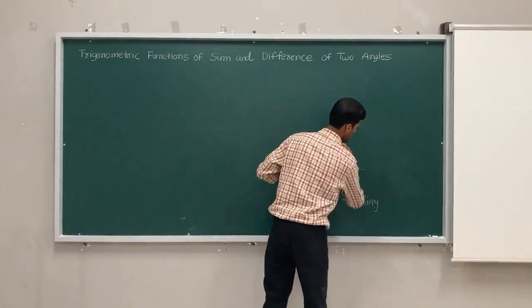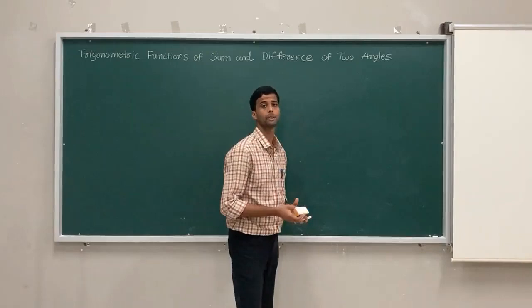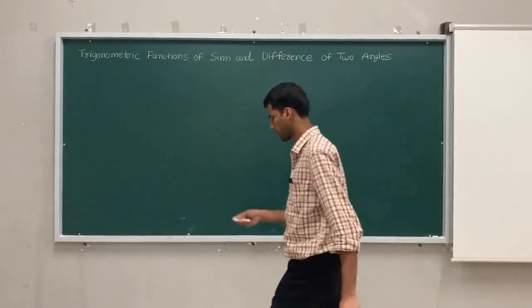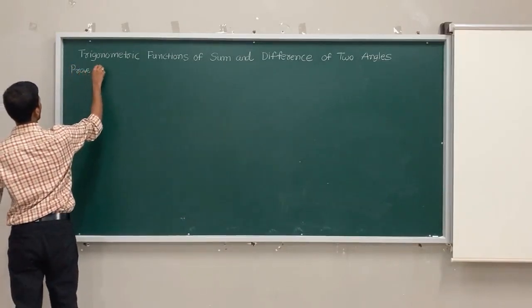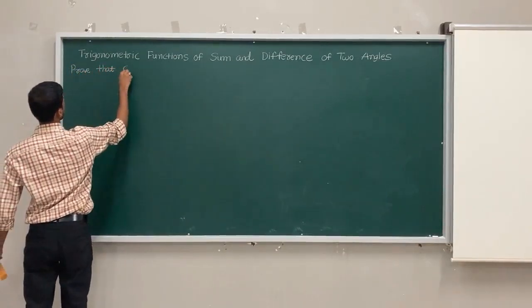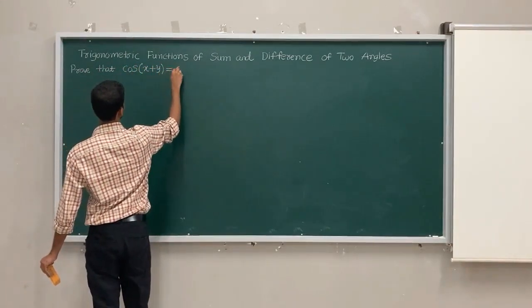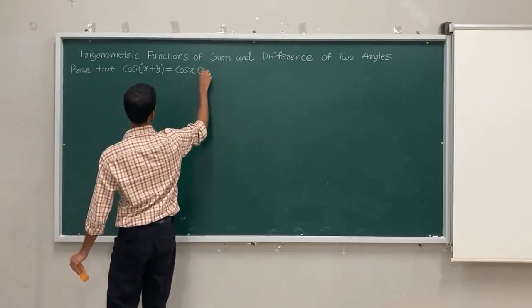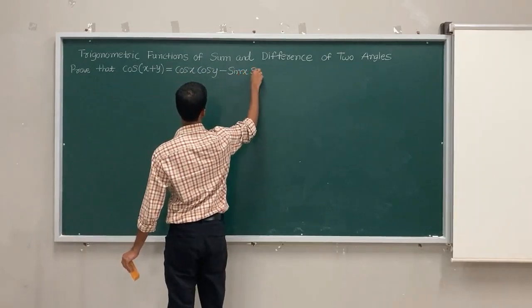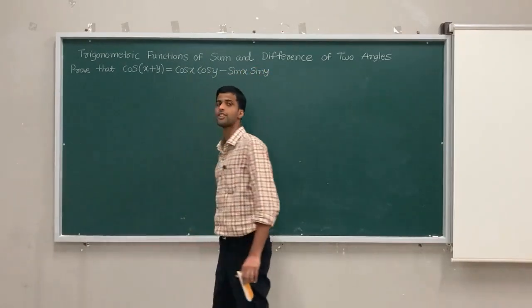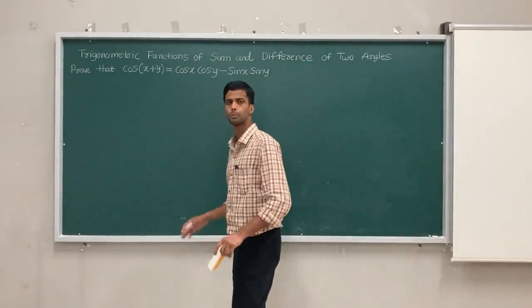And one thing keep in mind, to prove this result I need one diagram of a unit circle, and that too you have to draw with pencil. So they will ask a question like this: prove that cos of x plus y is equal to cos x cos y minus sin x sin y. So this is one of the interesting as well as important questions for your knowledge. How to prove this result?